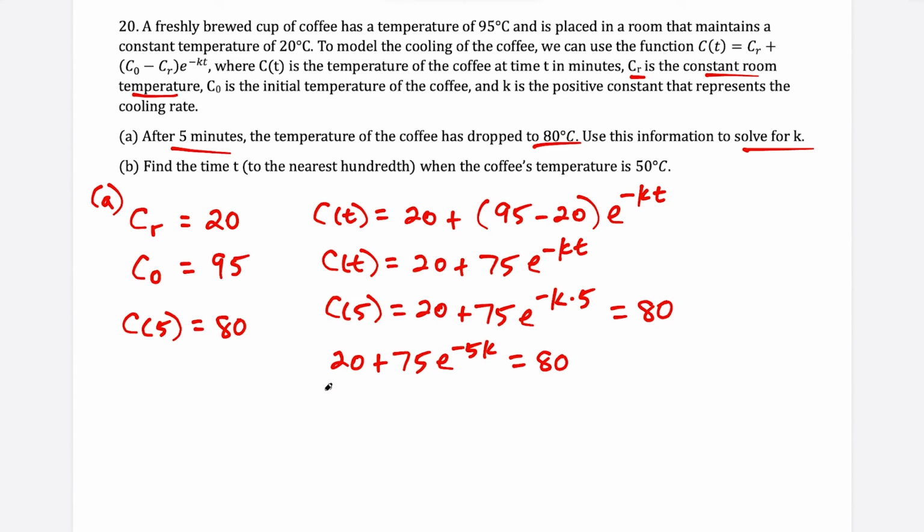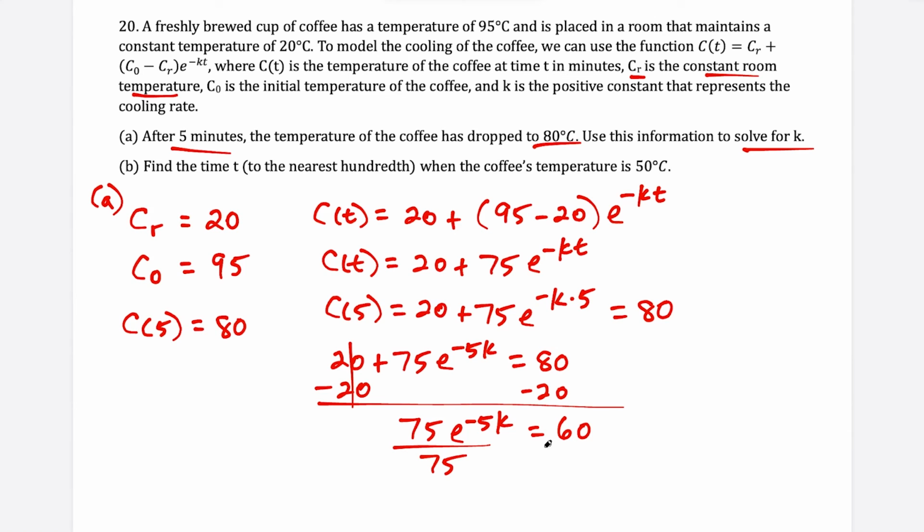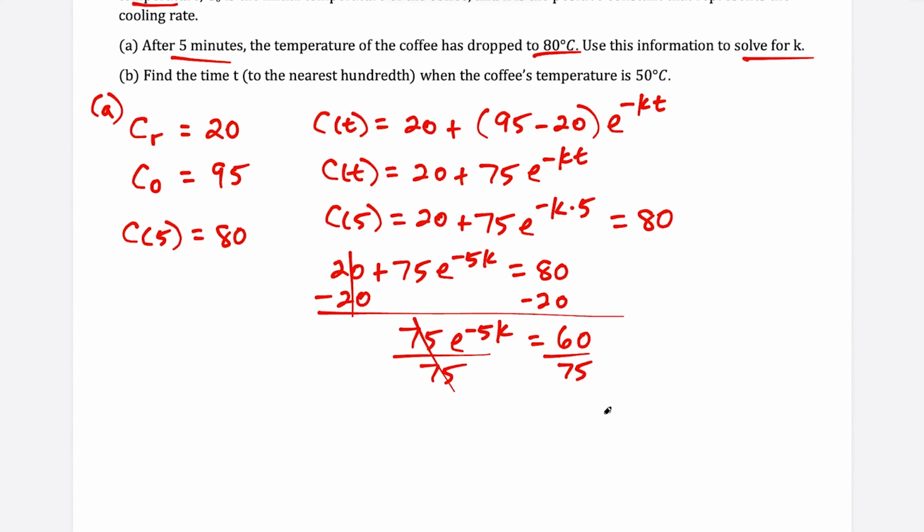So now here's the algebra. We're going to subtract 20 on both sides. On the left side, 20 minus 20 cancels. We have 75 times e to the negative 5k is equal to 80 minus 20, which is 60. And then from here, we could divide both sides by 75. I could leave this fraction on the right side unsimplified, but I notice that 60 and 75 are both divisible by 15. So I'd rather simplify this and say e to the negative 5k is equal to 4 over 5.